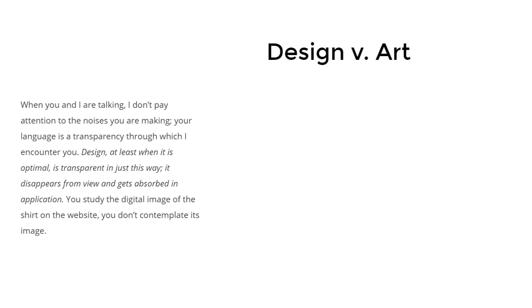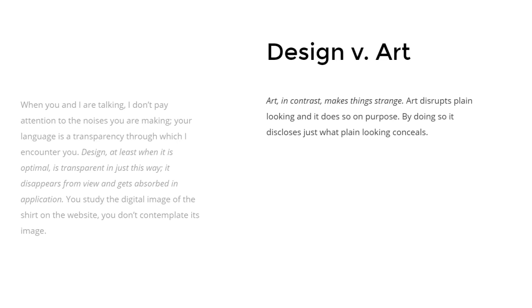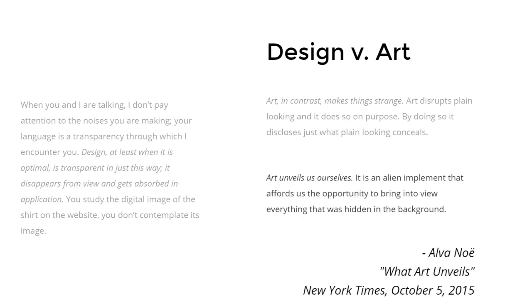Design, at least when it is optimal, is transparent in just this way. It disappears from view and gets absorbed in application. You study the digital image of the shirt on the website, you don't contemplate its image. He goes on to say that art, in contrast, makes things strange. Art disrupts plain looking, and it does so on purpose. By doing so, it discloses just what plain looking conceals. Art unveils us to ourselves. It is an alien implement that affords us the opportunity to bring into view everything that was hidden in the background.